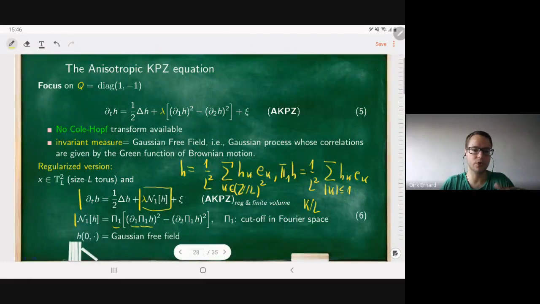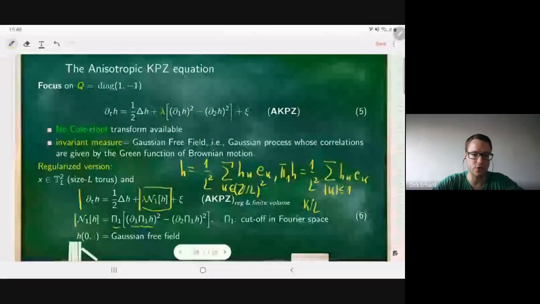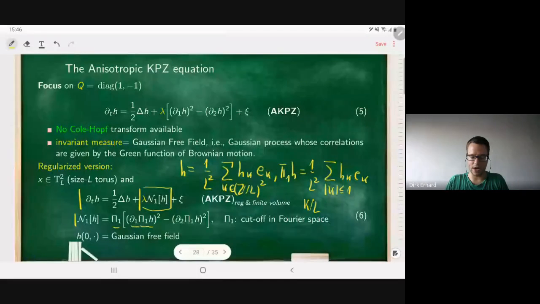And then essentially what we want to do is take the size of the torus to infinity. In this way the number of Fourier components you consider also goes to infinity, and then epsilon to 0. And you can convince yourself that formally this limit should coincide with this equation.